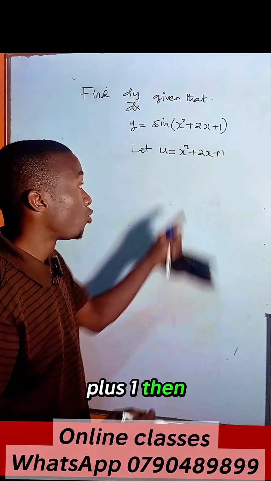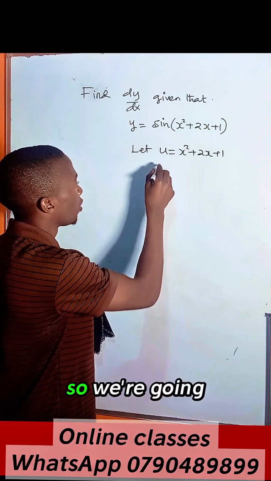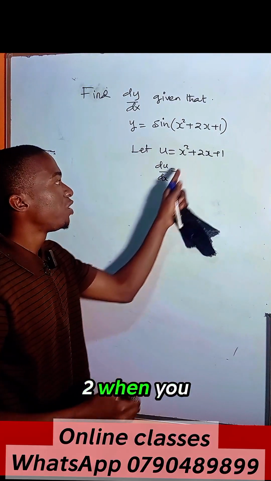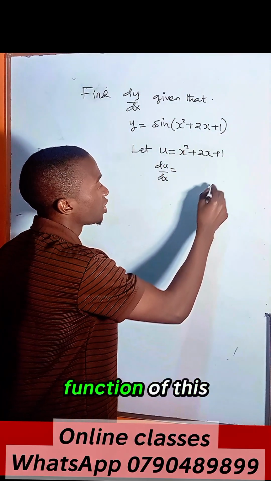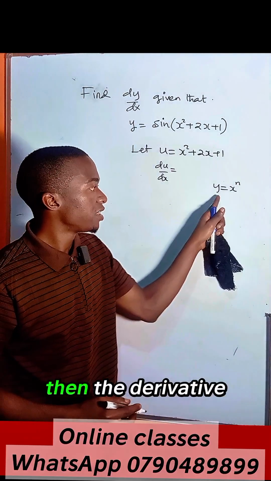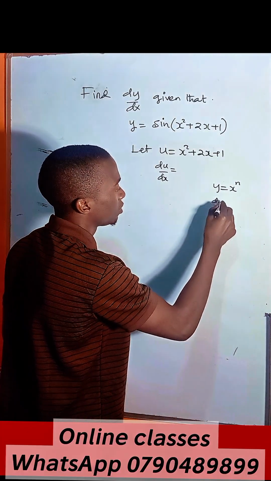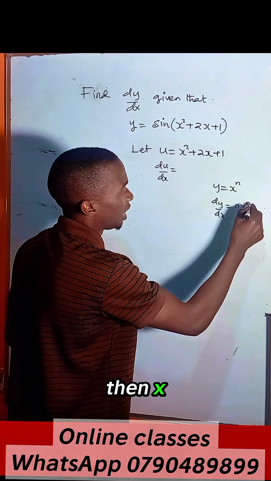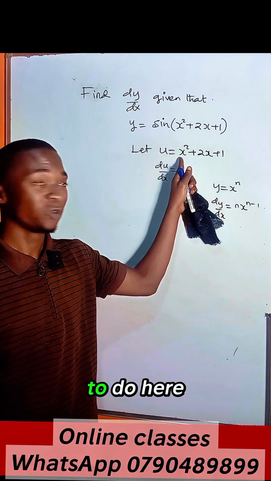Then we are going to differentiate this with respect to x. So we are going to have du/dx equals, when you differentiate x squared, this is a polynomial function. If you have a polynomial function of this kind, y equals x to the power of n, then the derivative of y with respect to x, dy/dx, is given by n times x to the n minus 1.